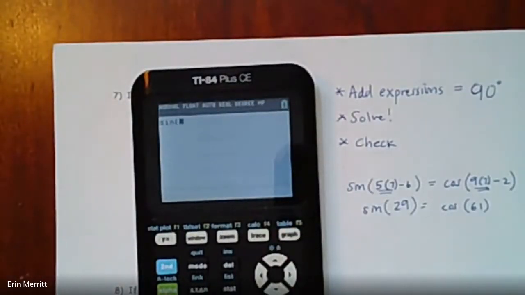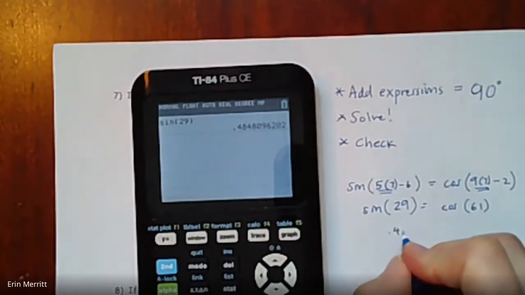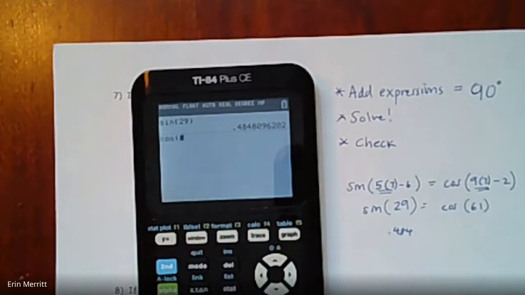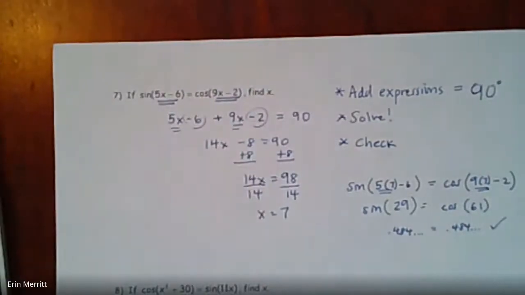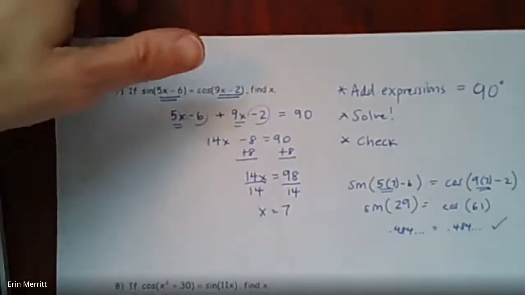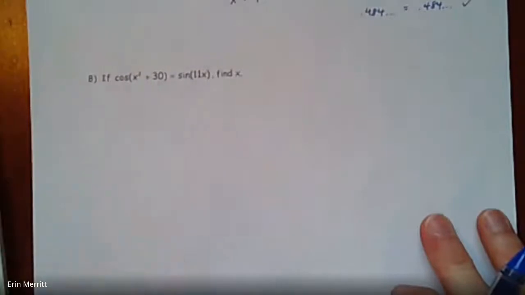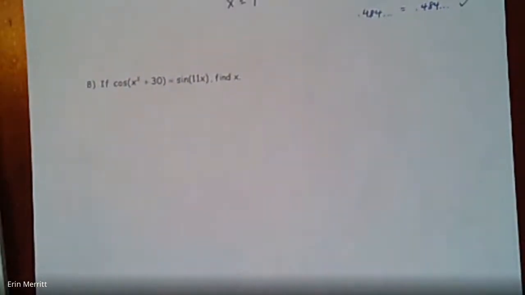So sine of 29 degrees, that's 0.484. And then cosine of 61, that's also that 0.484. And of course, it kind of keeps going. But the idea is that we can check and make sure. Even a faster check, just 90 minus 29, does that come out to be the 61? Absolutely. So the nice thing is you don't have to wait and be told if you're right or not. You can just check and know for yourself. All right, you got one last one to try here.